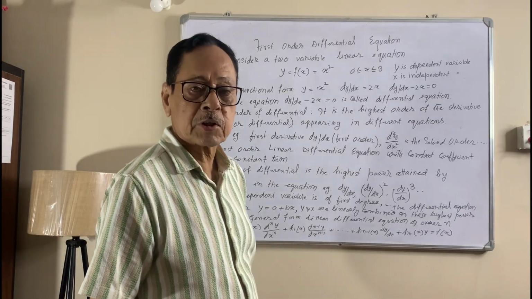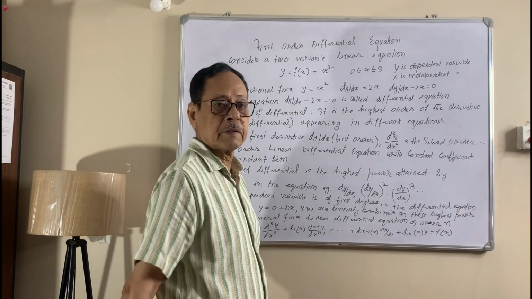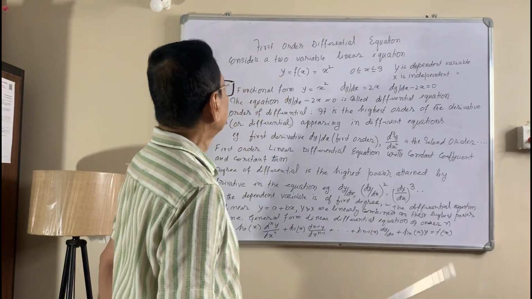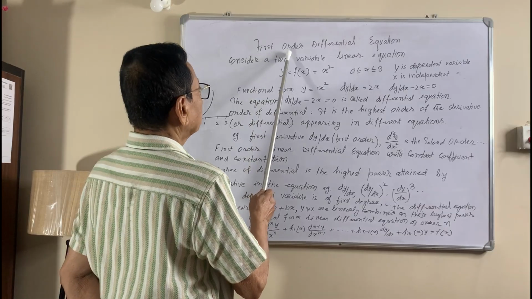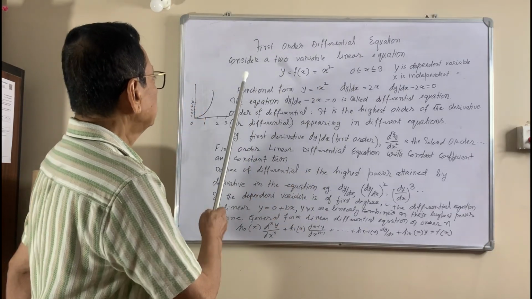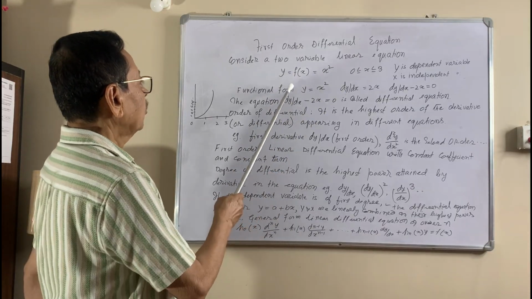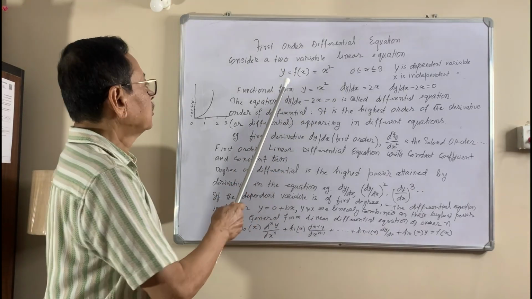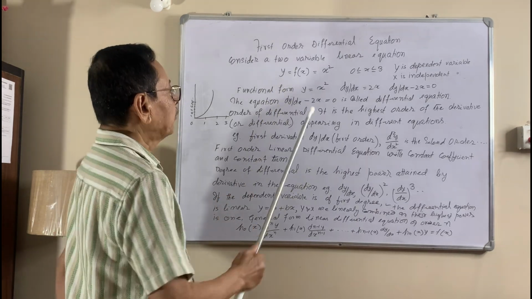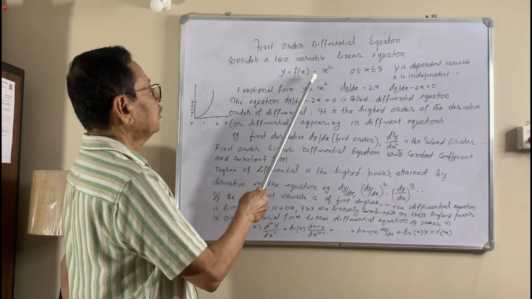So today we'll discuss the differential equation. It is an important topic in the syllabus, that first order differential equation. Now consider a two variable linear equation. Suppose y is a function of x, so y is the dependent variable, x is the independent variable, and the form is x squared. So y is equal to x squared.